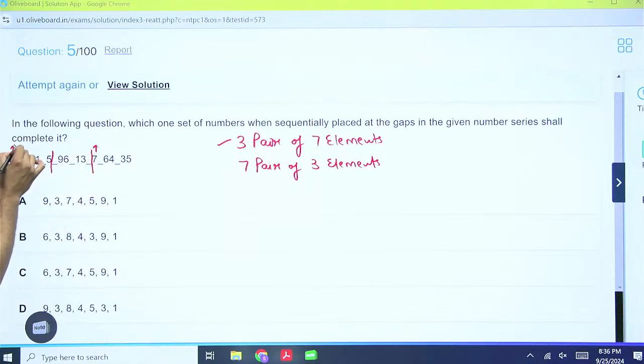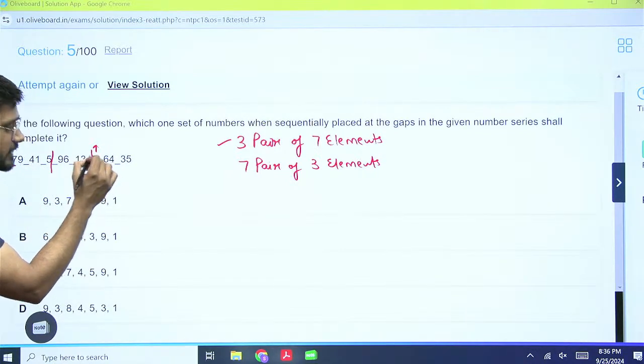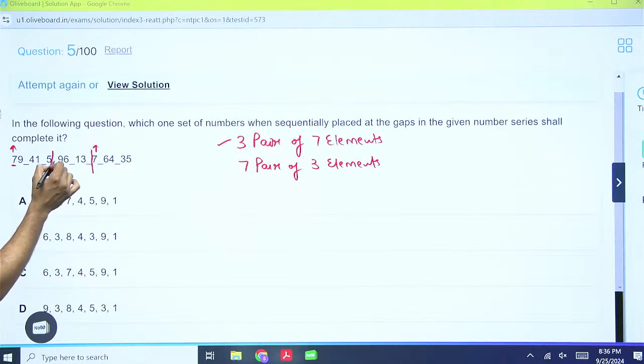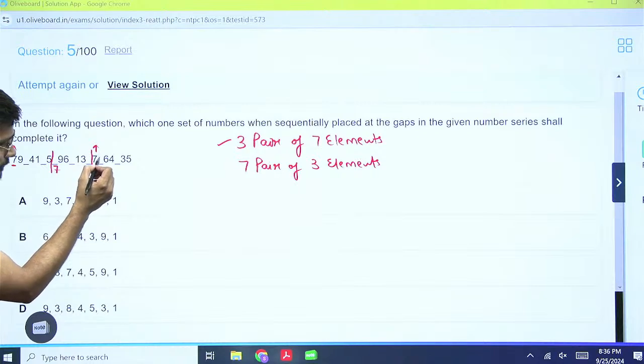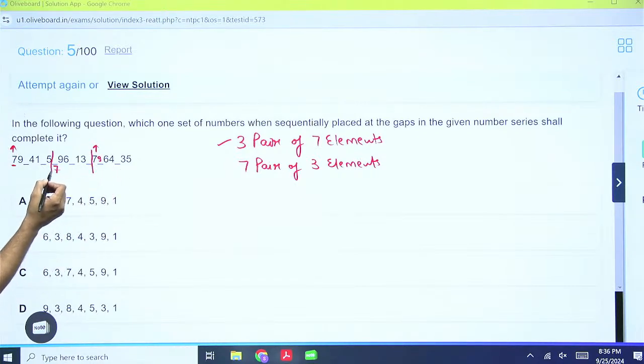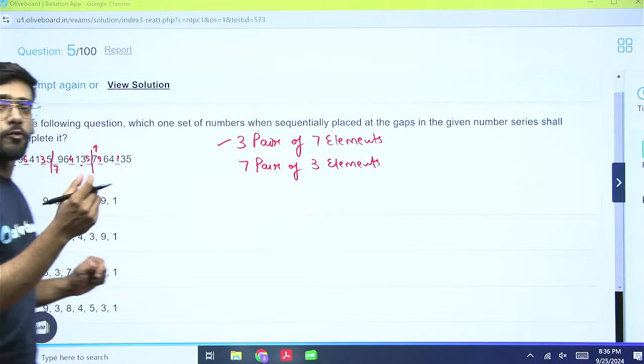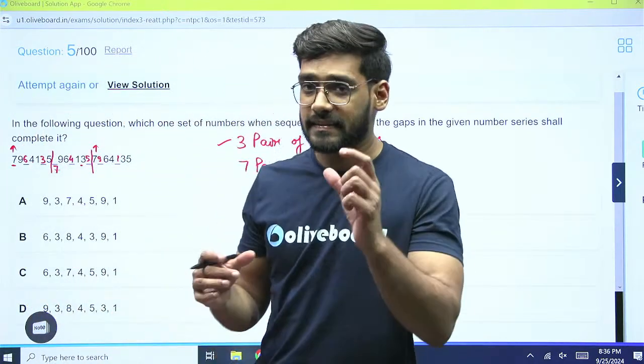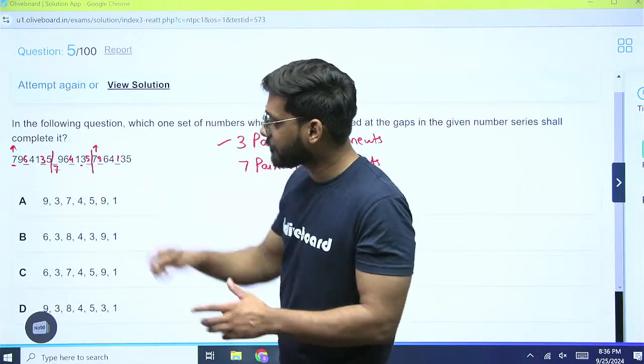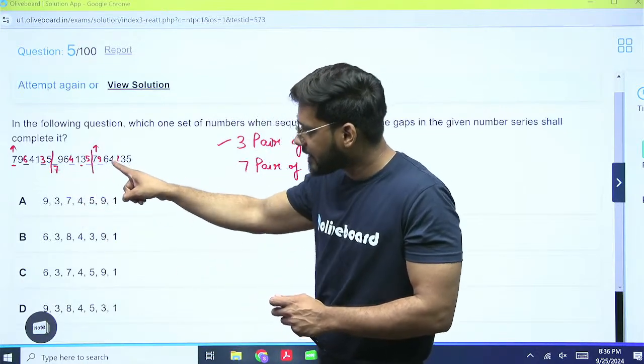In the first group we have 7 at the start, and in the third group we also have 7 at the start. If we fill this blank with 7, we get 7 9 7 9, and if we fill the next with 9, we get 7 9 6 4 and then 7 9 6 4 1. Here it is given 3. If we put 3 over here, we get 7 9 6 4 1 3 5 repeated three times. So the repeated pattern is 7 9 6 4 1 3 5.